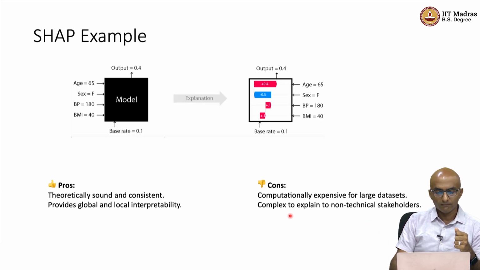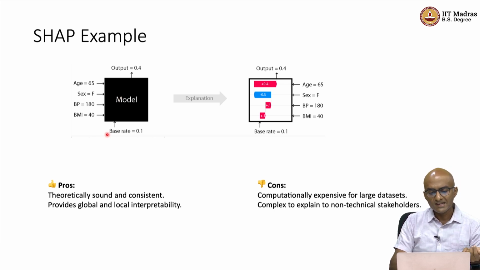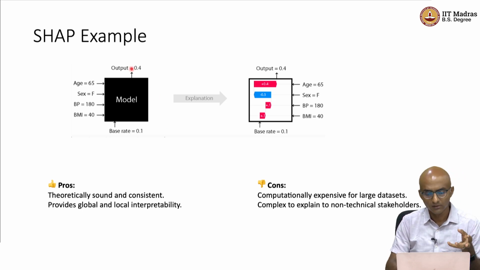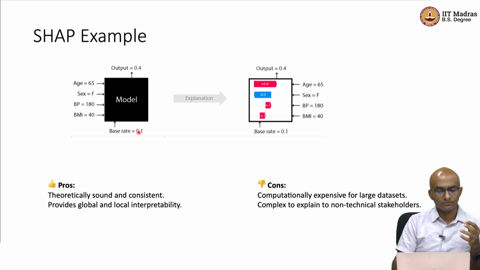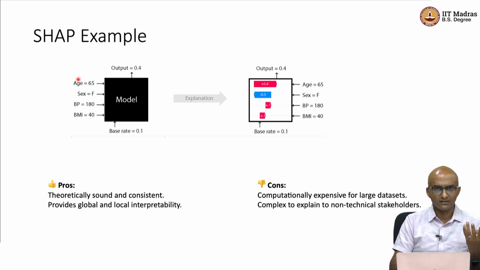So let's take a look at an example to motivate this. The model is a black box, literally, in this case. There is a base rate for prediction of a particular output. Let's say the output is a regression value. So the base rate itself is 0.1. You've got a bunch of variables, and in this case, there are 4 variables. Age is 65, sex or gender is female, blood pressure is 180, and BMI is 40. So this is a very specific sample, and the black box model is outputting for this specific sample the value as 0.4.